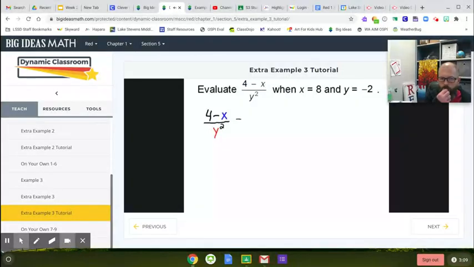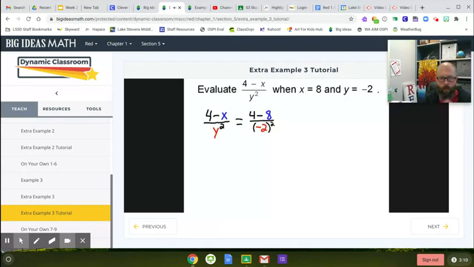4 minus 8, all divided by -2 squared. The first step for the order of operations is to evaluate anything inside of parentheses. Notice that our problem has no parentheses other than the one around -2, and those parentheses are just used to show you that it is -2 squared.